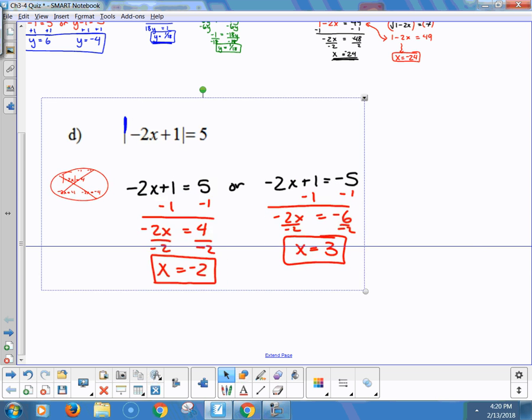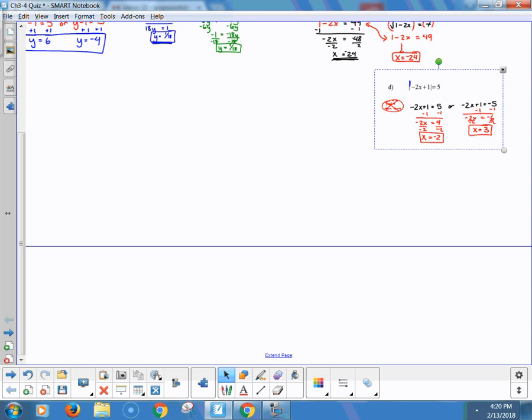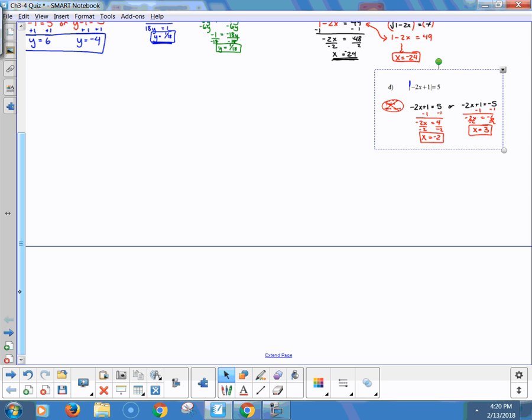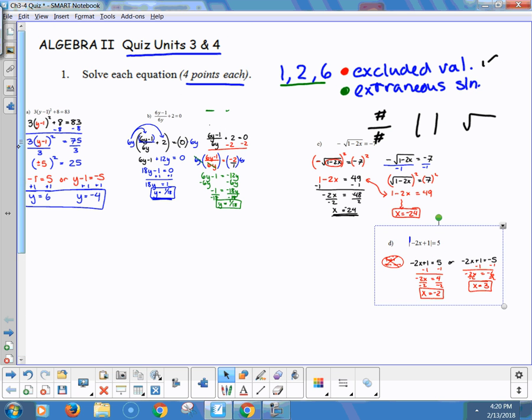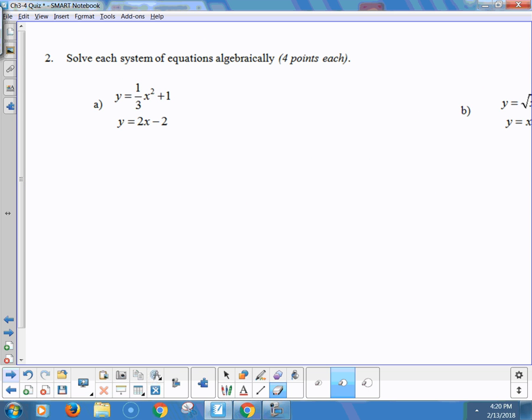Group. So actually, in this entire problem, there were no excluded values. In problem 1, no excluded values and no extraneous solutions. An extraneous solution is where you solve a problem and you get an answer, but your answer just doesn't work. We checked all of our answers. Our answers work. Let's check in with number 2.